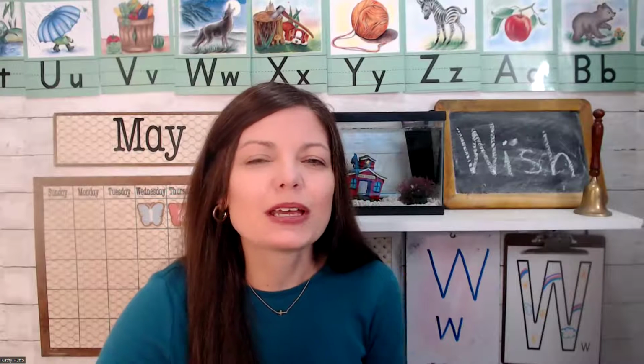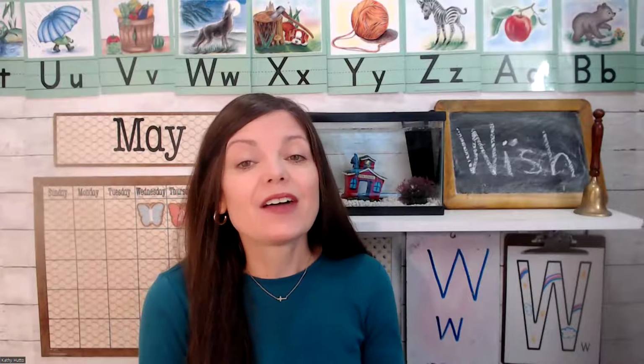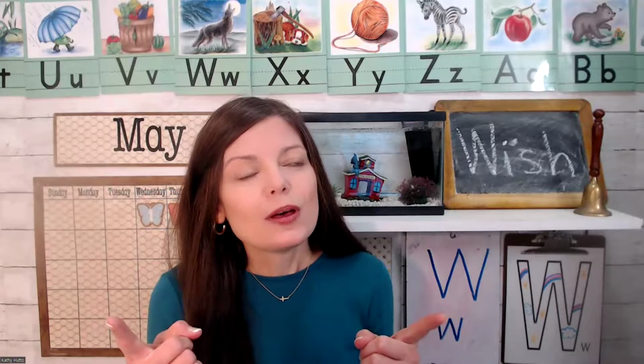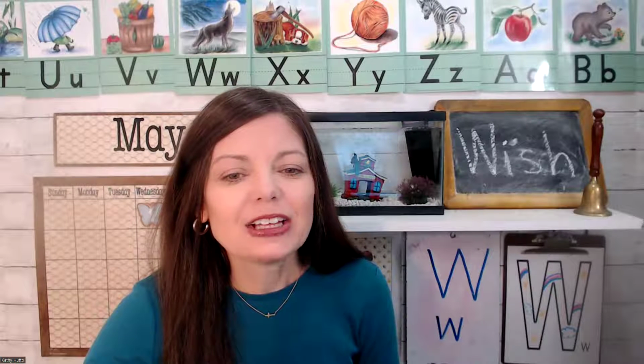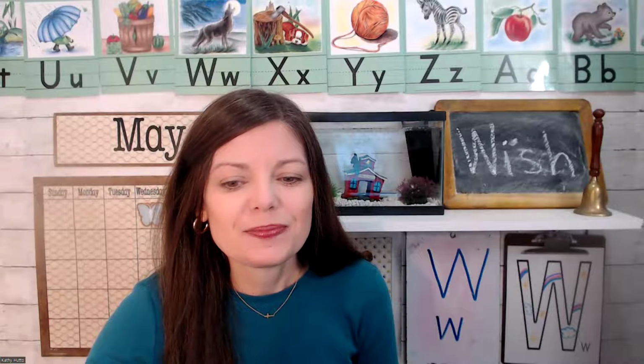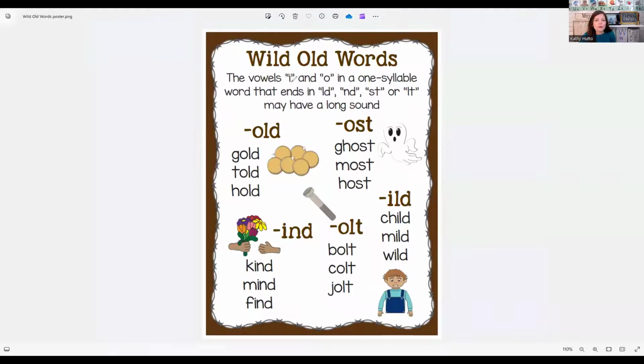Today, we're going to be talking about wild old words. They are words that have I and O, but they don't make the sound that you would expect. Let's take a look at this poster. So you can see on this poster, there are some letters with O and with I.